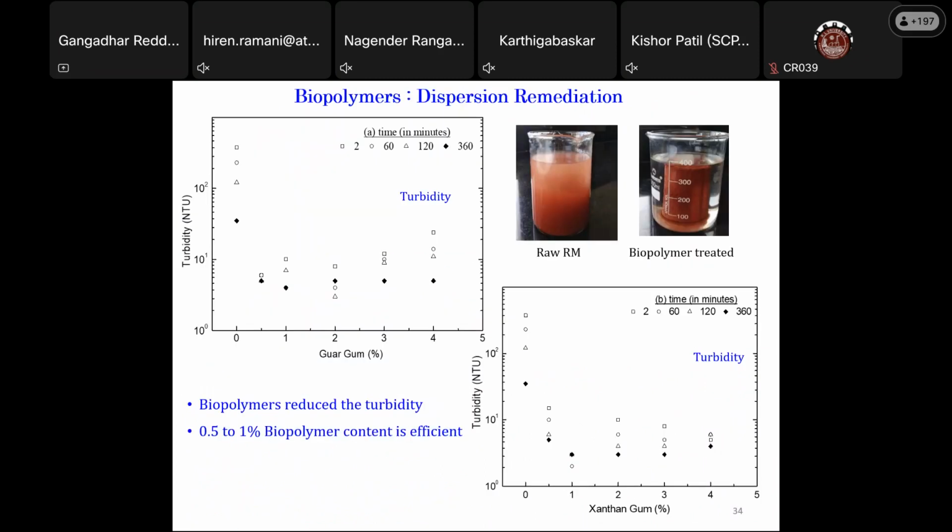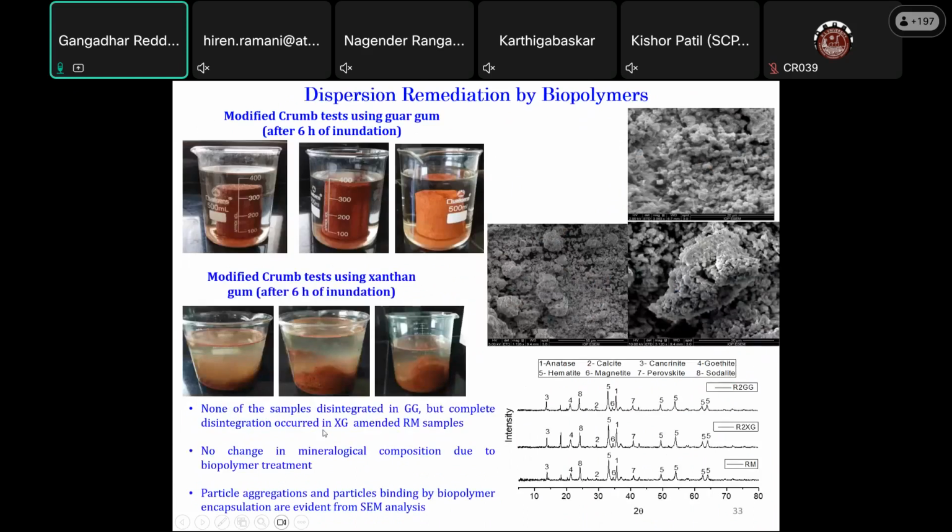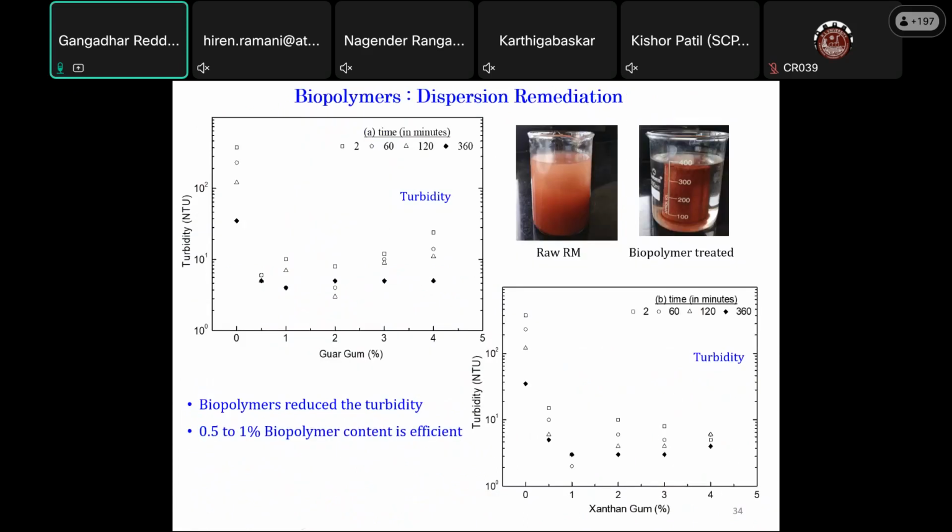To quantify this, you can see this earlier slide is a kind of qualitative study. Nowadays, if you are doing any kind of qualitative study, people ask, or I always ask you, did you quantify something? So to quantify this, I simply took the water from this sample. You can see this raw red mud has more turbidity. I measured the turbidity before the treatment and after the biopolymer treatment.